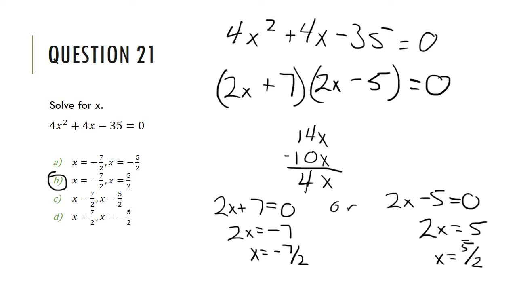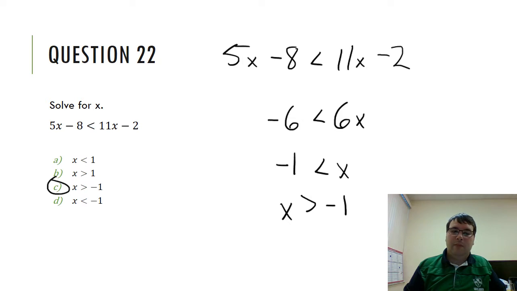All right, let's solve. So this is going to be 2x equals a negative 7, or x is a negative 7 halves. Over here, I have 2x is equal to 5, or x is equal to positive 5 halves. So is that an answer choice? Well, I have negative 7 halves, and I have positive 5 halves. So yes, that is an answer choice. Moving on.